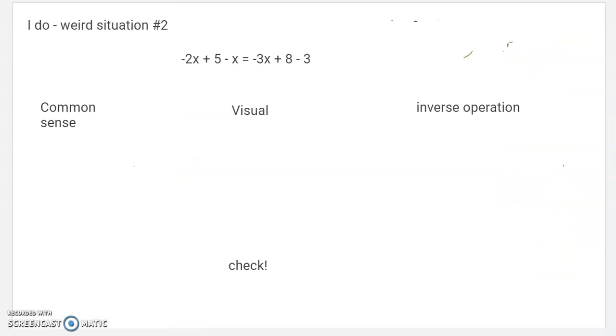Let's look at this one. Similar problem, but I changed it just a little bit. Let's start here. So negative 2x plus 5 plus another negative x equals negative 3x plus 8. Take away 3. Now look what happens. I actually have exactly the same thing on both sides. I have 3 opposite of x's, and I have a 5 on both sides. Both sides are already exactly the same.